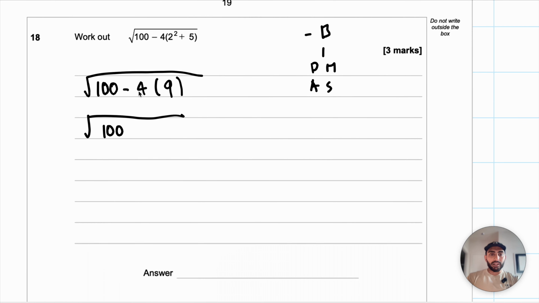Negative 4 times by 9, it's a negative times a positive, so it's going to be negative, and 4 times by 9 is 36. All I need to do here, I can imagine that there's a bracket between those two, and I need to work this out first. So 100 take away 36 is 64, and the square root of 64, what multiplies by itself to give me 64? That would just be 8.